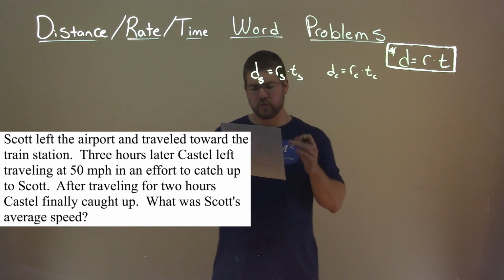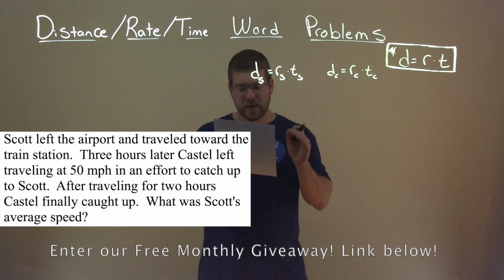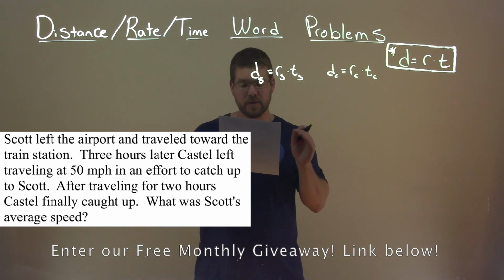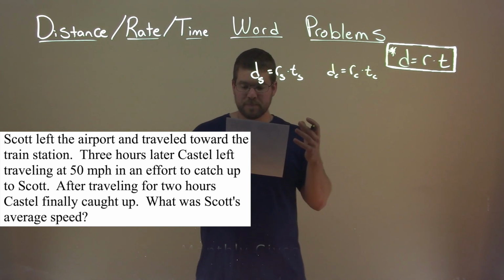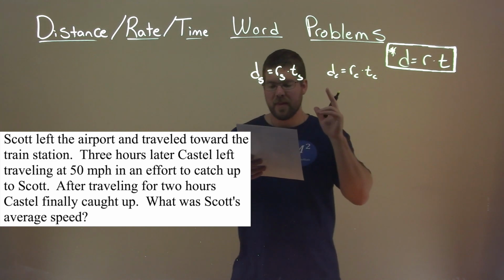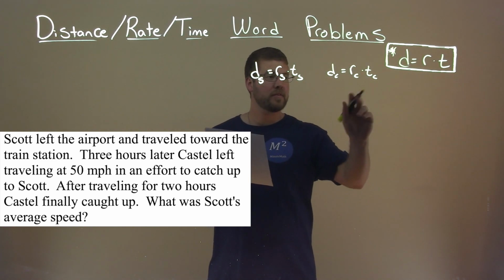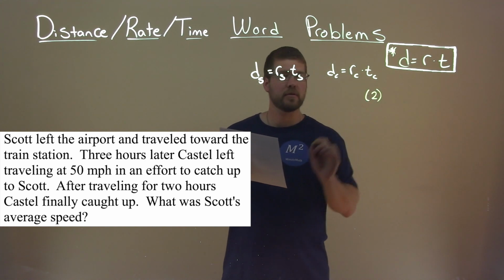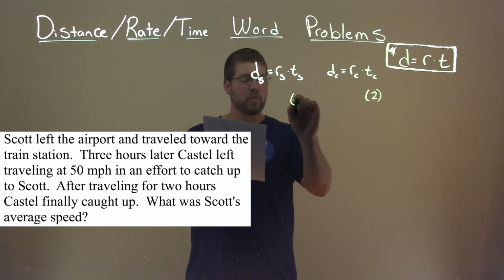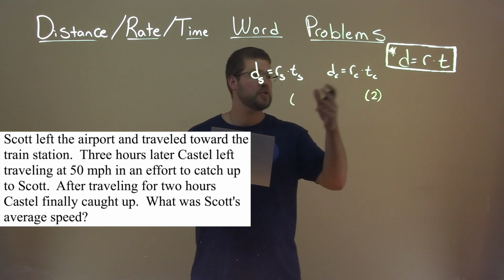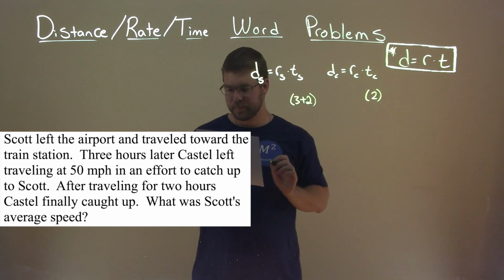Okay, and this is going to be a little tricky. Oh, sorry, Scott left first, and then 3 hours later, Castile left. And it took him 2 hours to catch up. So Castile was only traveling for 2 hours. Scott's time was the initial 3 hours, then the 2 hours till Castile caught up. So it's 3 plus 2 here.